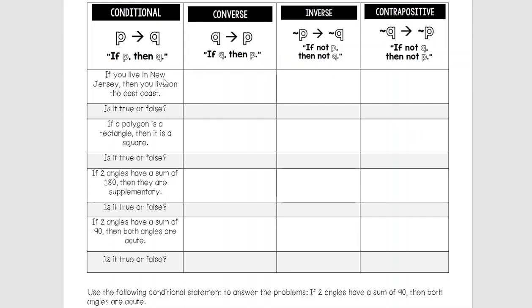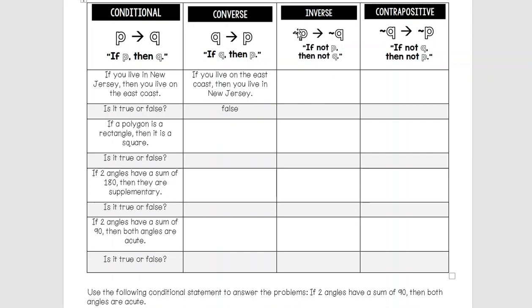In the first example, it said if you live in New Jersey, then you live on the East Coast. So living in New Jersey is P, and living on the East Coast is Q. So to get the converse, we have to reverse them, and we would get this statement. If you live on the East Coast, then you live in New Jersey. This is false because if you live on the East Coast, you could live in many different states, including Maine, New York, Florida, or New Jersey. But New Jersey is not the only option there to say you live on the East Coast. So this is not always true, and we say it's false.